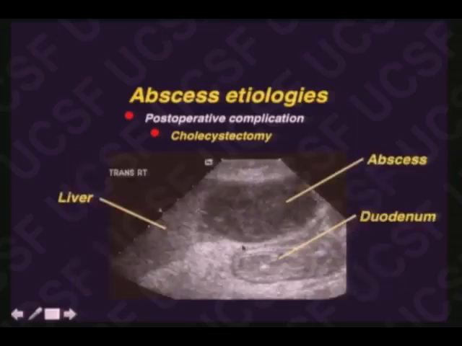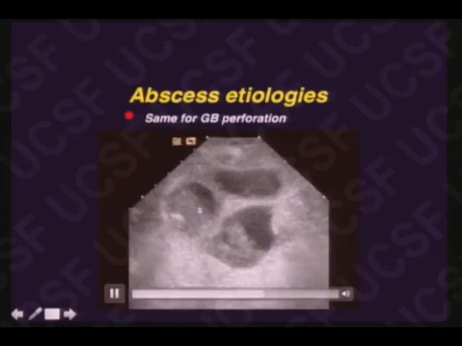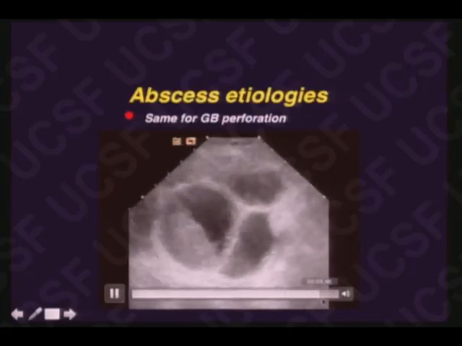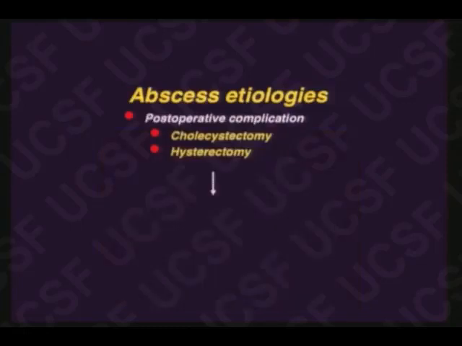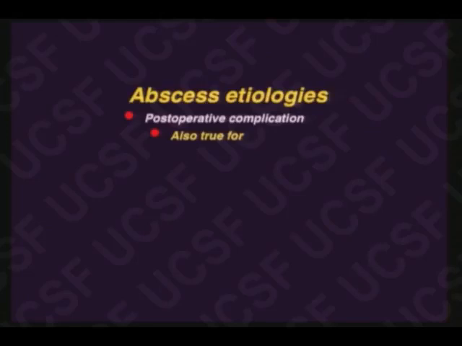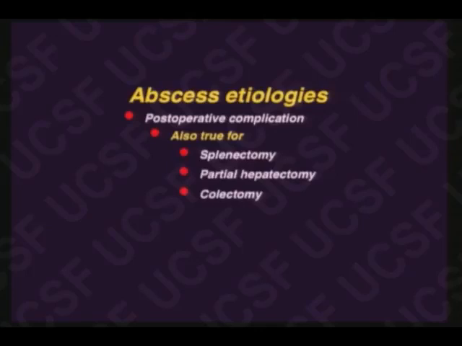This patient did have an abscess, but gas in the duodenum is not going to stop me from finding it. This patient we looked at before perforated his gallbladder. This bowel gas can't stop me from finding that abscess. Post-hysterectomy, supravesical space, and cul-de-sac. I can see those spaces all the time. Also true for appendectomy: right pericolic gutter, supravesical space, occasionally the Morrison pouch. Also true for splenectomy, partial hepatectomy, colectomy. Doesn't matter.